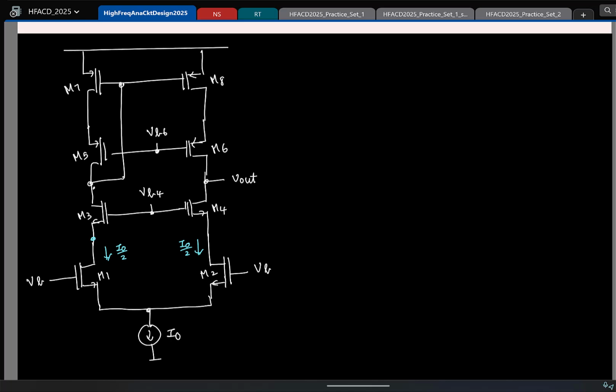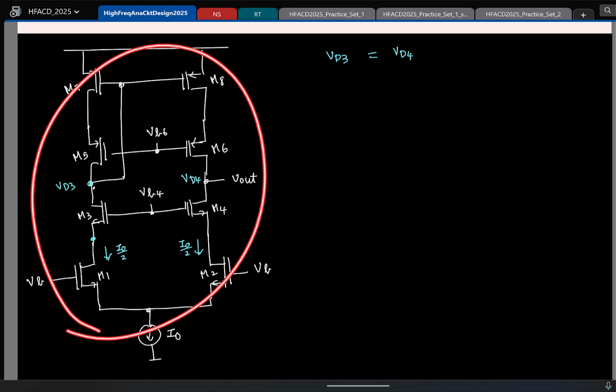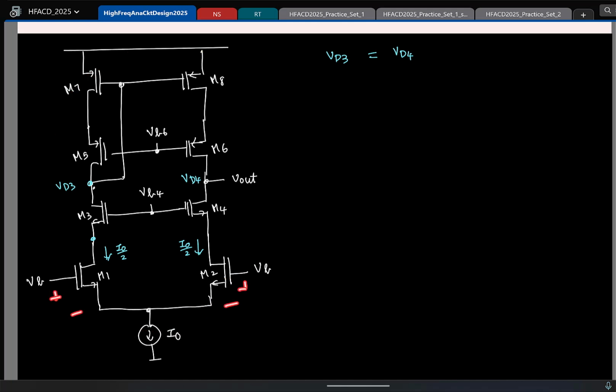So by extension, what can you say about, let's say I call this VD3 and VD4 to be clear. Drain voltage of M3 and drain voltage of M4. So what do you think VD3 and VD4? How do you think they will be related? They'll also be equal. So again, this is extending our earlier observation that although this is asymmetric, as long as you provide symmetric excitation, a common mode excitation, both sides will be symmetric.